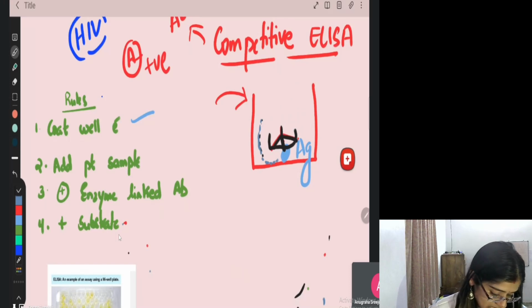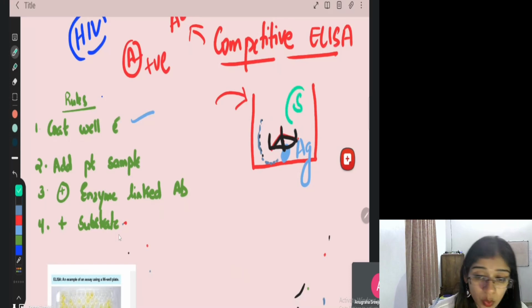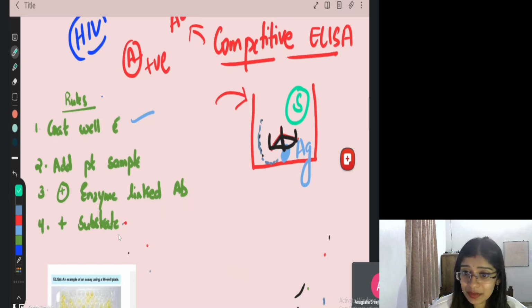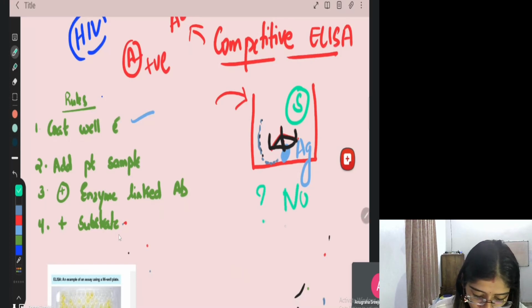Okay, now the fourth step is what? I am adding a substrate. When I'm adding a substrate, will the substrate be broken down? No, because the enzyme linked antibody got washed away. Now there is no enzyme in this well to break down my substrate. So the substrate will not be broken down. So will there be color production? No, there is no color production.